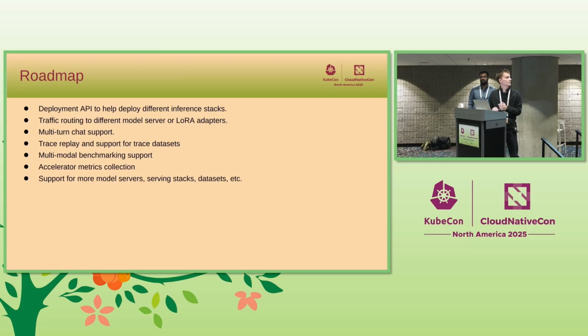So as for our roadmap, we are planning to build a deployment API to help automatically deploy these different inference serving stacks for testing. Other features we're also working on: traffic routing for testing different model servers or LoRA adapters, adding multi-turn chat support, adding support for trace replay and for using real-world trace datasets. We also want to expand to multimodal benchmarking, so non-token-based inputs/outputs.